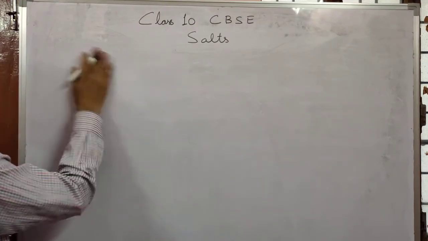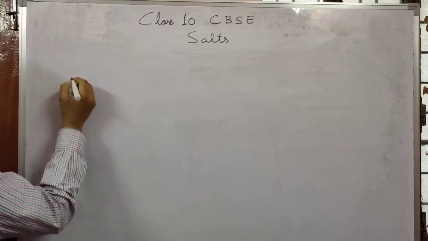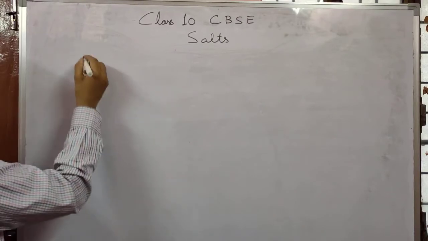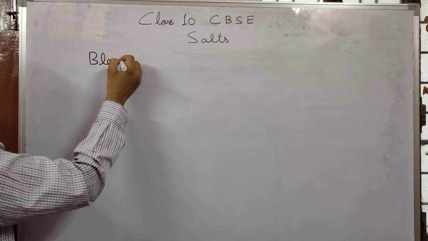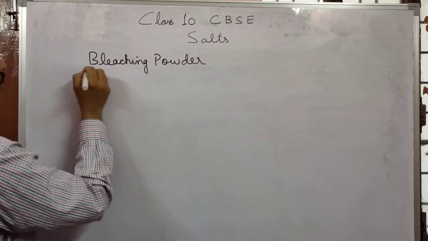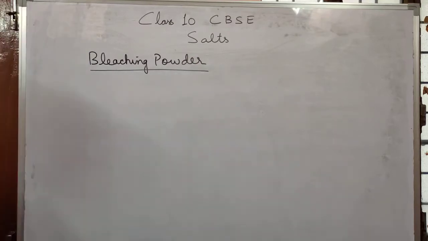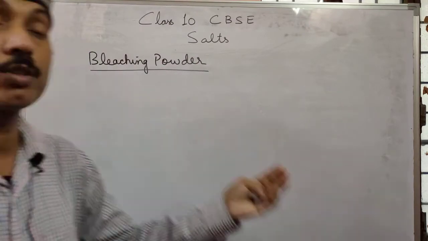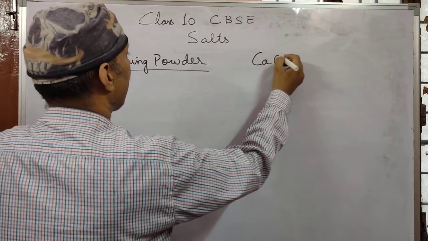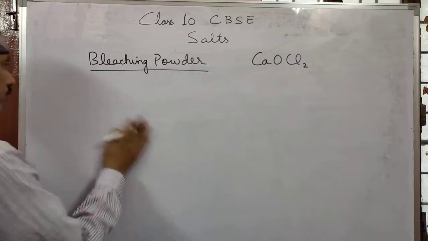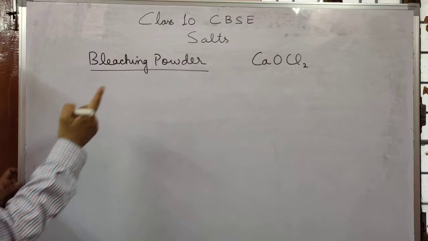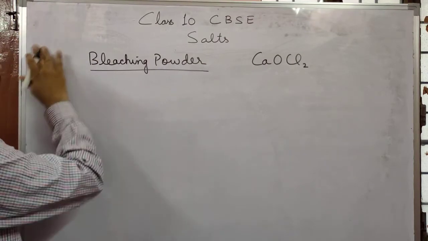Now I'll say, let us take salt number 1 that I'm going to take in here, bleaching powder. Now, in the present times, this salt is very famous. Yes, the solution of this salt is used as a disinfectant. So, the chemical formula is CaOCl2. This salt is a very interesting salt.